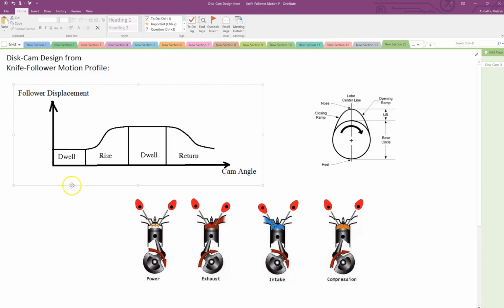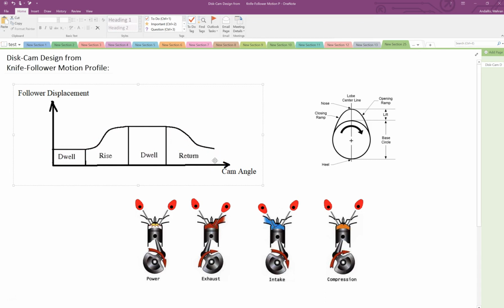So the profile for displacement of these valves could be something like this, where you see there are areas that they stay there, and then there are areas that the cam will make the follower go up or down. Again, it can stay there and then it can go back to its position. These areas where the follower stays, we call it dwelling, and then we can have rise and return.